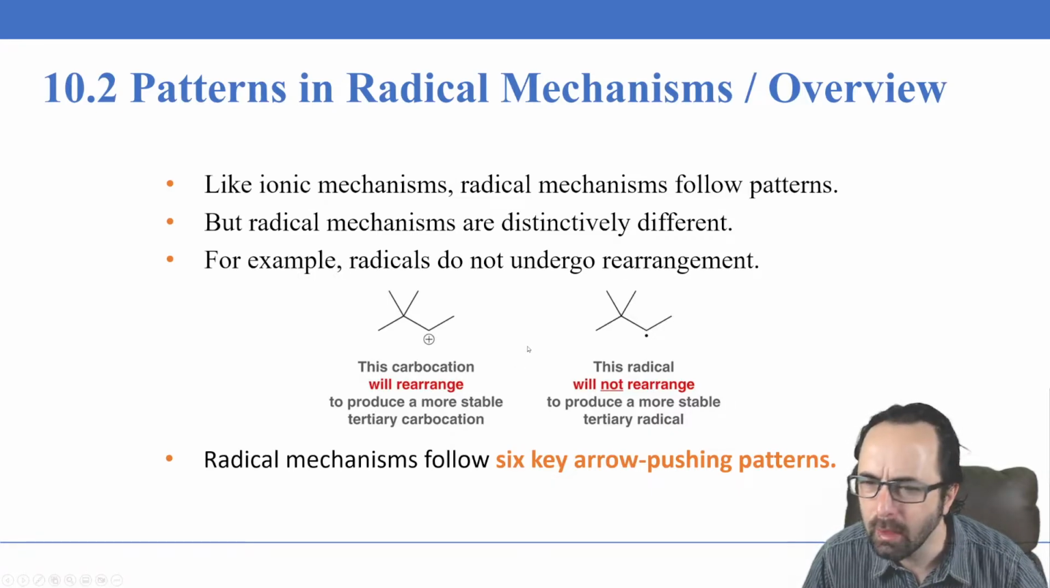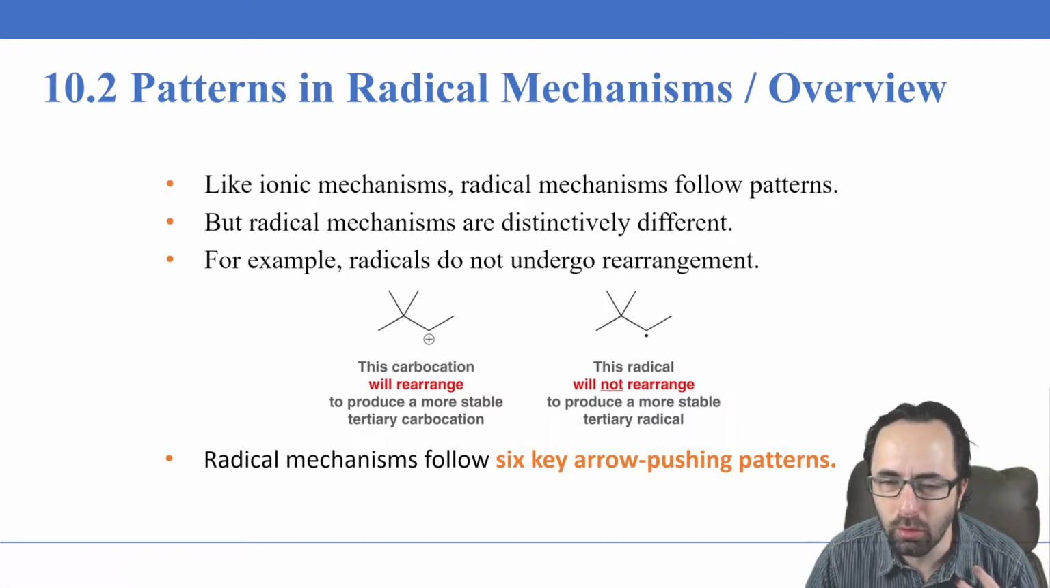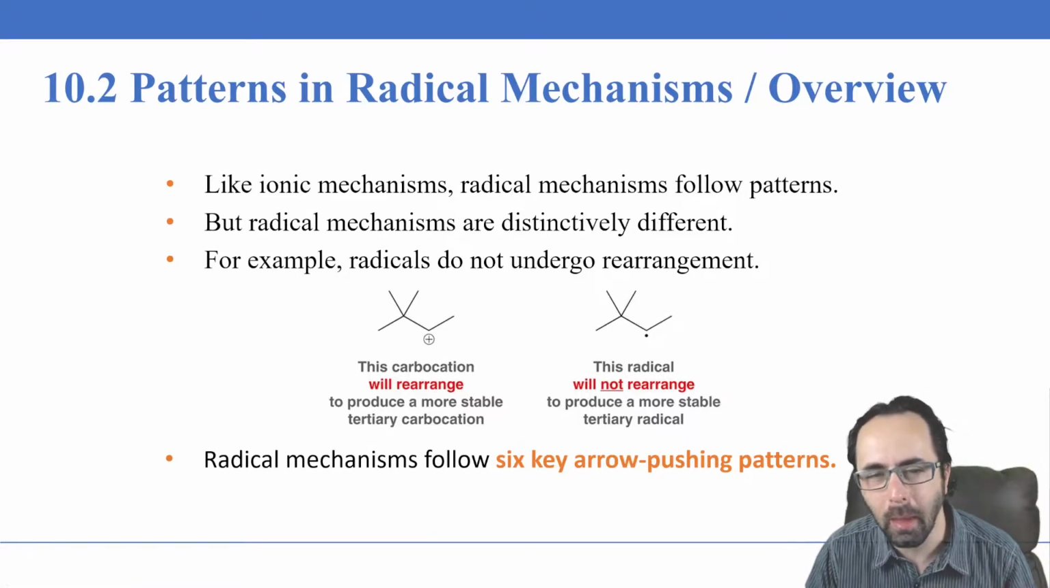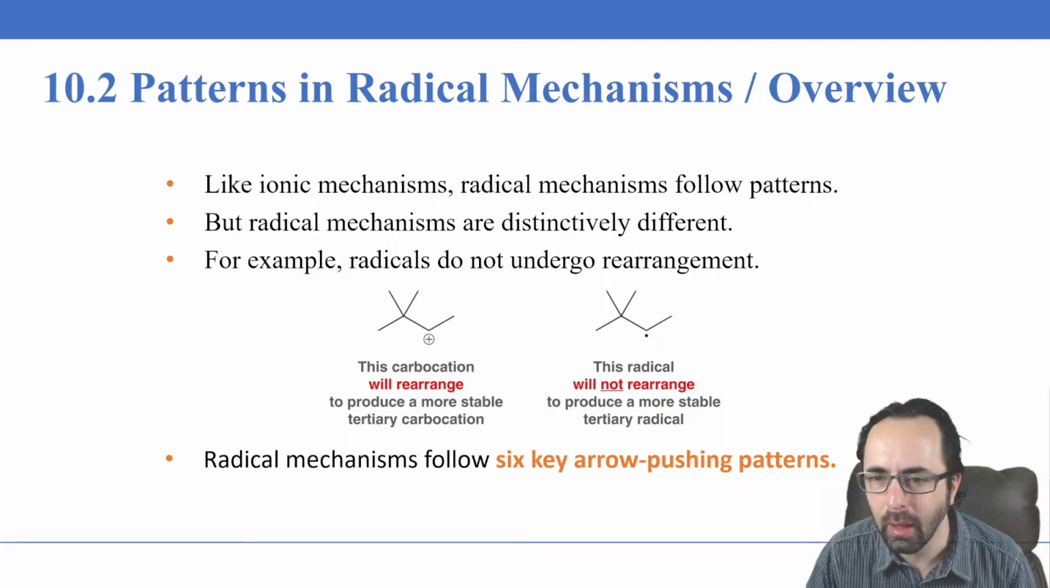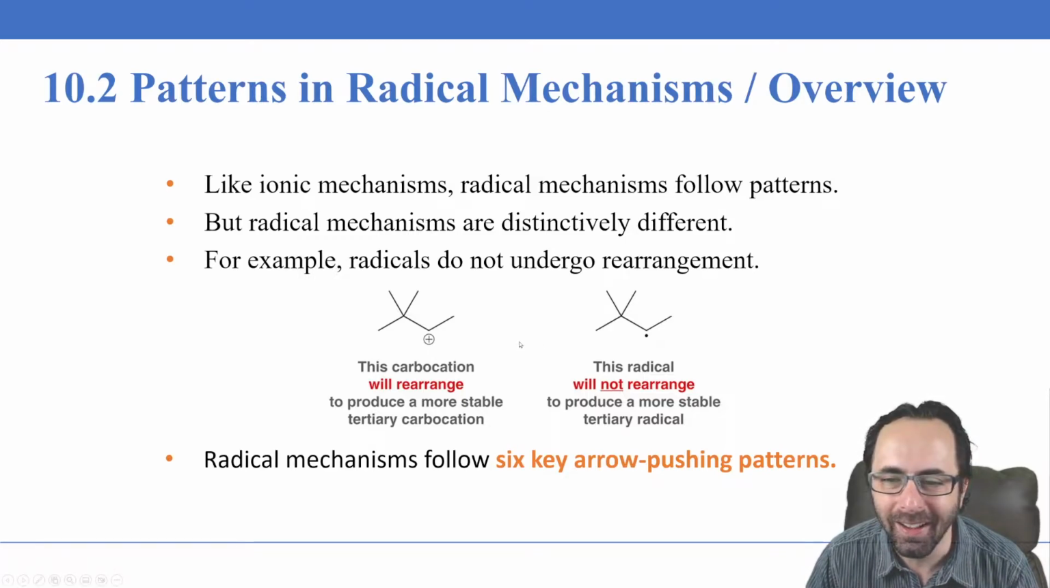So, like ionic mechanisms, radical mechanisms are going to follow certain patterns. We had 4 distinct patterns that we saw in ionic reactions. If you recall, the proton transfer, the nucleophilic attack, the carbocation rearrangement, and the, you can think of the 4th one right now. But similar to that situation, we have certain patterns that were observed in terms of ionic mechanisms, but there are some differences for radical mechanisms.